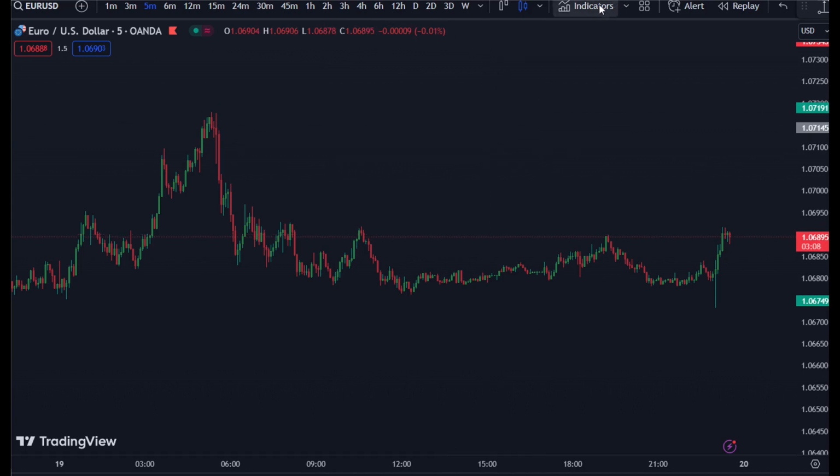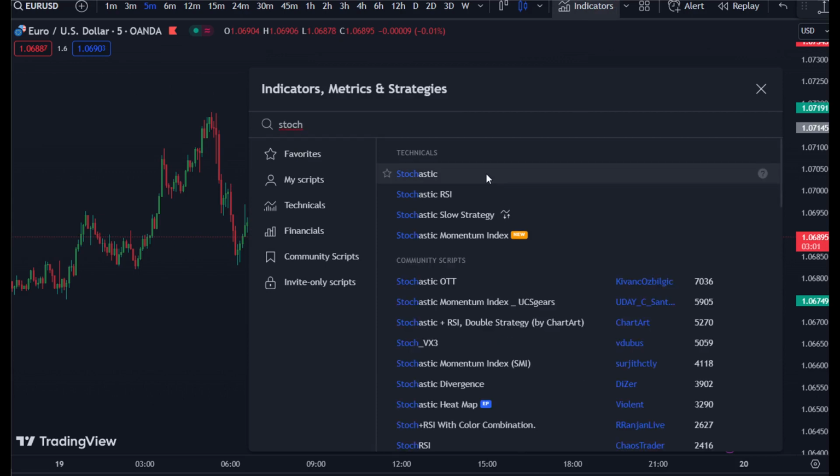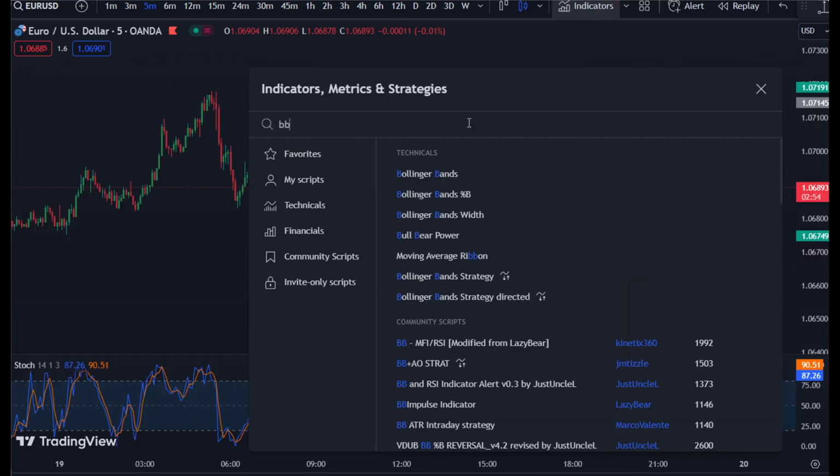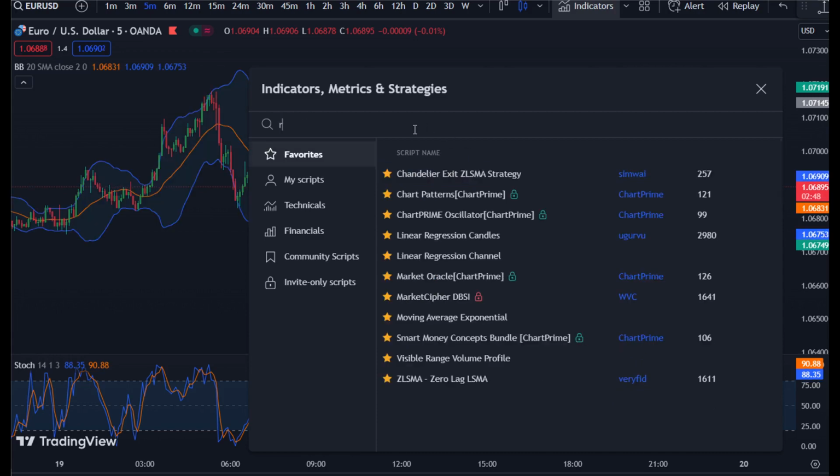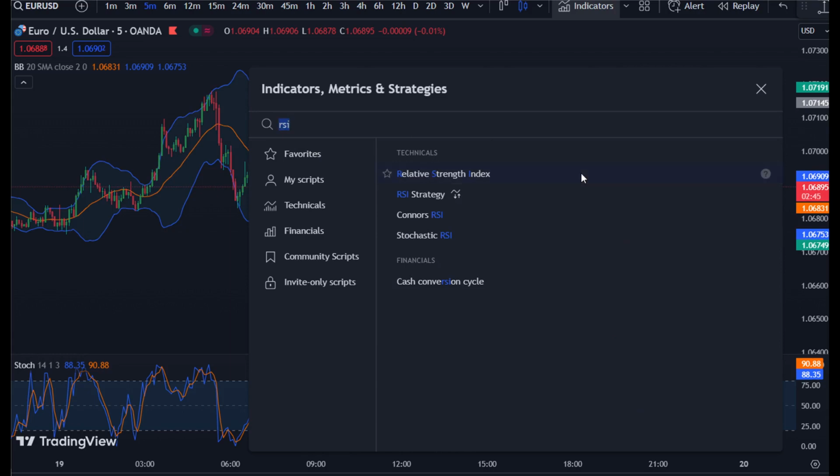So once we're on Tradingview.com, the very first indicator that we will be using is the Stochastic. The second indicator that we're going to be using are the Bollinger Bands. This is going to be our main indicator for the strategy. And the third one that we will be using is the RSI.